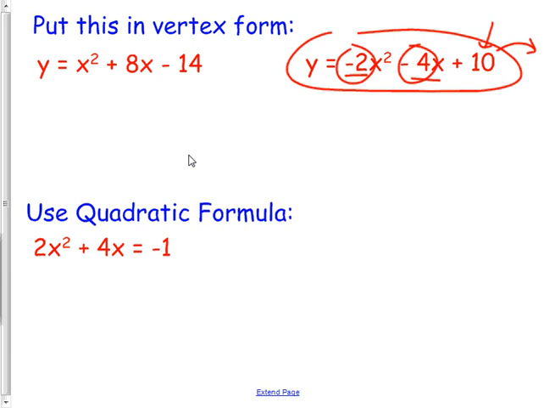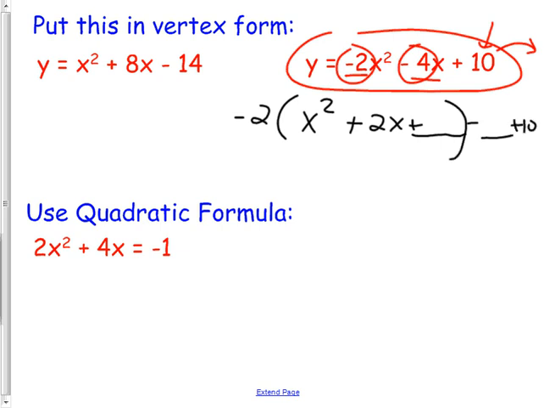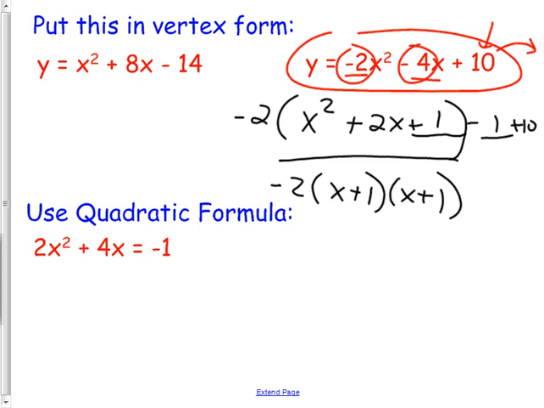Nice numbers, good. All right, so I'm going to take out the negative 2. What do I have left? X squared plus 2x. And I need my lines, plus a line and minus a line, and plus 10. This is the perfect square part. Half of 2 is 1. 1 squared is 1. But instead of x plus 1, I can say x plus 1 squared.